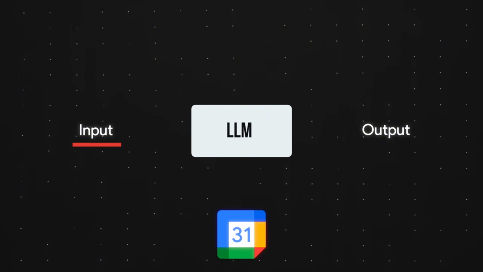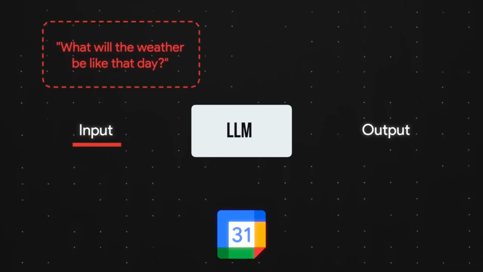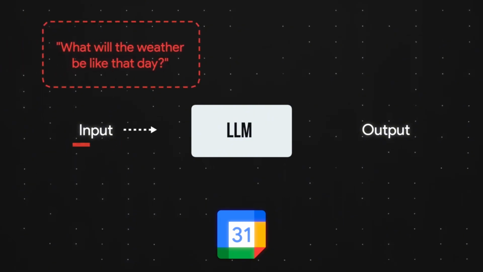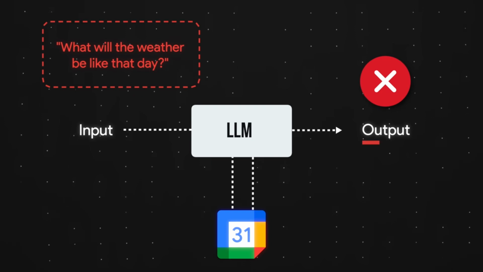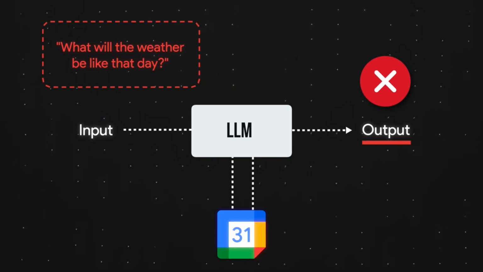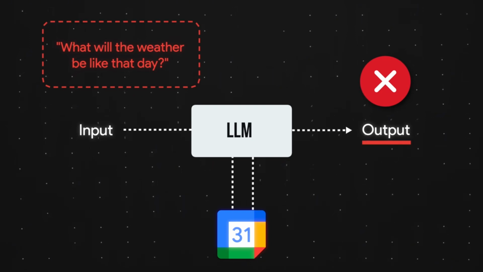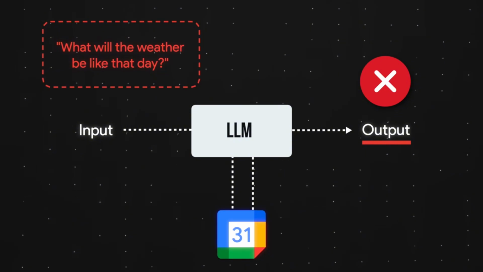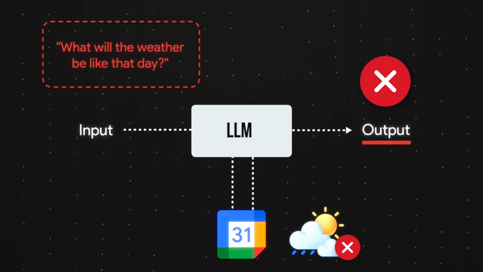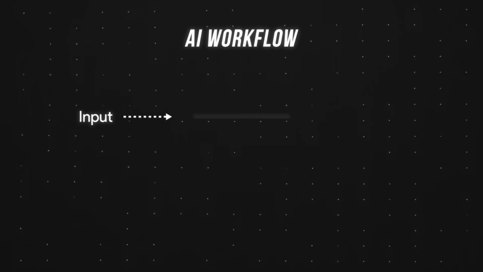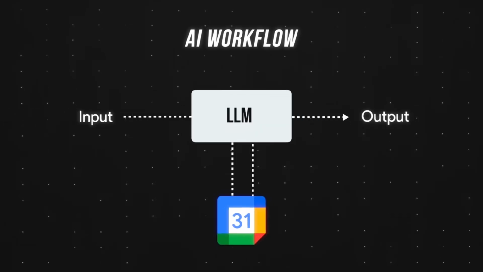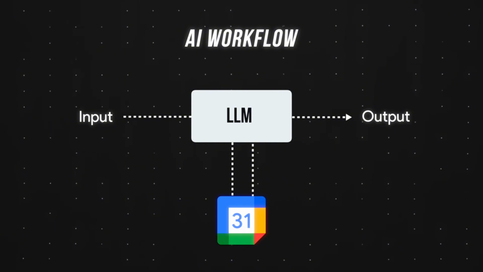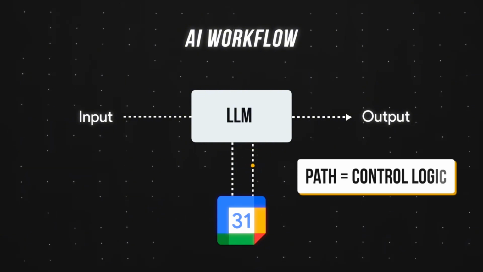But here's where it gets tricky. What if my next follow-up question is, what will the weather be like that day? The LLM will now fail to answer the query because the path we told the LLM to follow is to always search my Google Calendar, which does not have the information about the weather. This is a fundamental trait of AI workflows. They can only follow predefined paths set by humans. And if you want to get technical, this path is also called control logic.